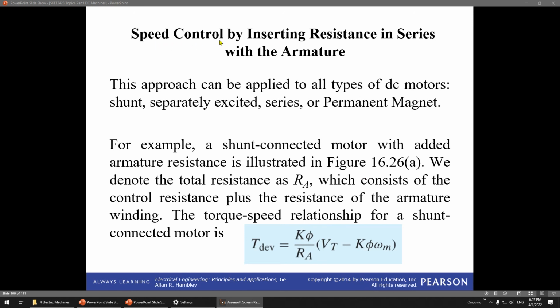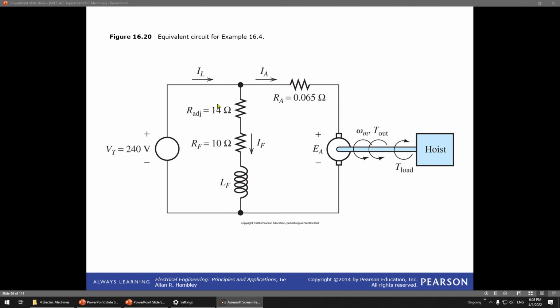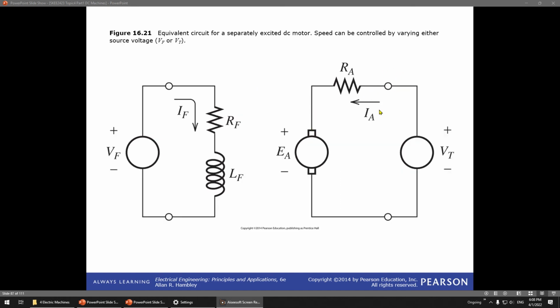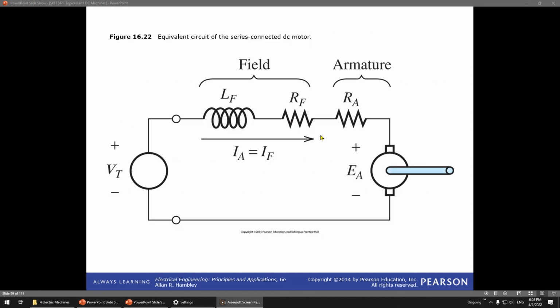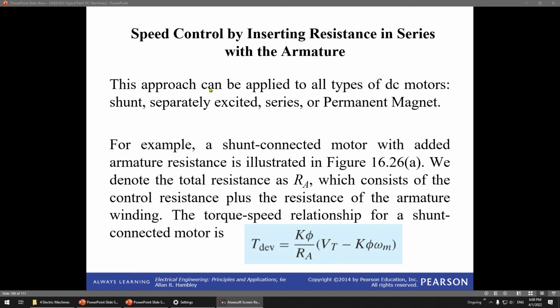Another one is inserting resistance in series with the armature. This one is not R adjust. It means that you add an additional resistance here, or add the additional resistance here for a separately excited motor. So basically you just add a resistance at the armature. This approach can be applied for all types of motor: shunt, separate, series, permanent magnet, all of it is suitable. I already showed you how to add it: you add it just in series with the armature circuit.